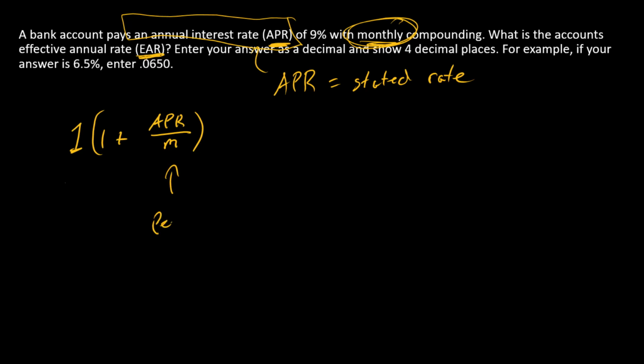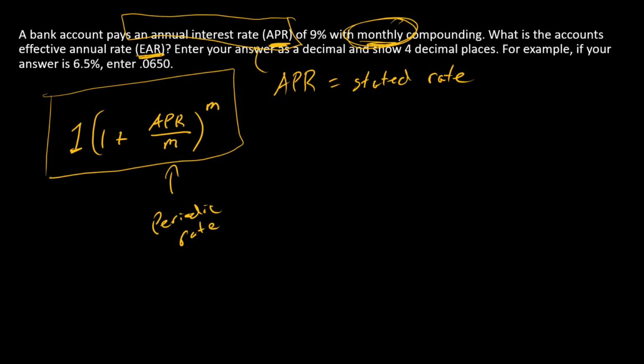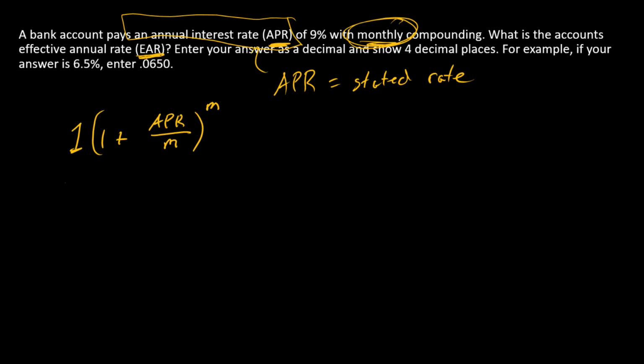So here's the periodic rate. And then raise that to the nth power. And so here we have monthly compounding, so M is 12. Okay, so this little formula right here, again, is going to tell us the future value of $1 after a year. All right, and so what we're after, again, with the EAR is an annual rate that gets us to the same place. And so if we took that same dollar and grew it at some rate we call the EAR with annual compounding, we're going to get to the same future value.